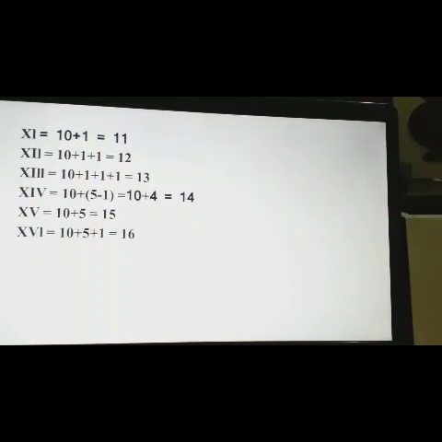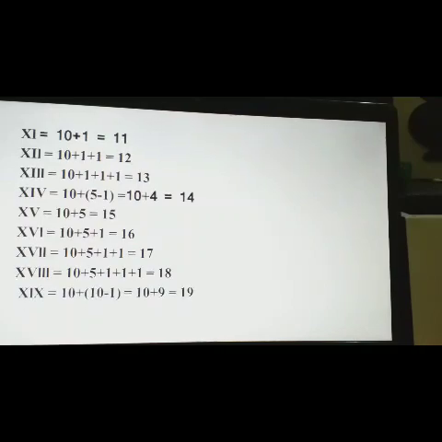XVI, that means 10 plus 5 plus 1 is equal to 16. XVII, that means 10 plus 5 plus 1 plus 1 is equal to 17. XVIII, that means 10 plus 5 plus 1 plus 1 plus 1 is equal to 18. XIX, that means 10, IX means 10 minus 1 is equal to 9, that is 10 plus 9 is equal to 19. And XX, that means 10 plus 10 is equal to 20.